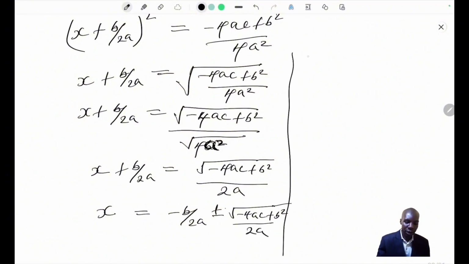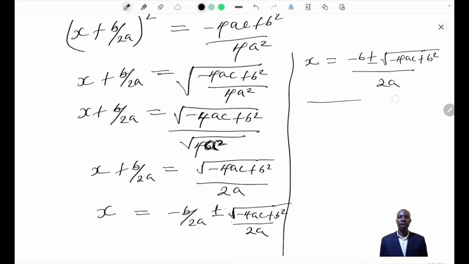So that means x alone is equal to, LCM is 2a. 2a goes into 2a one time, so we'll have minus b plus or minus, because of the square root, minus 4ac plus b squared. And that is the answer for that.